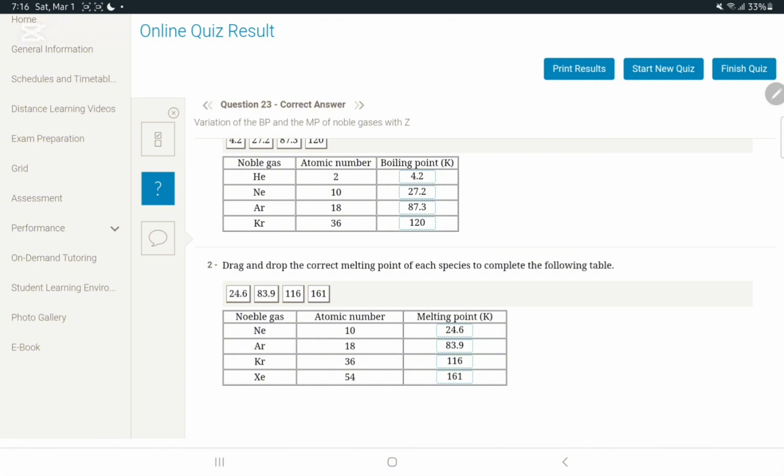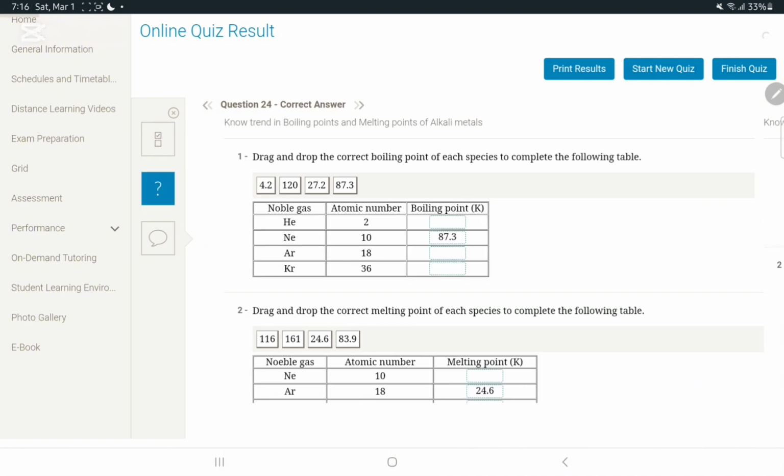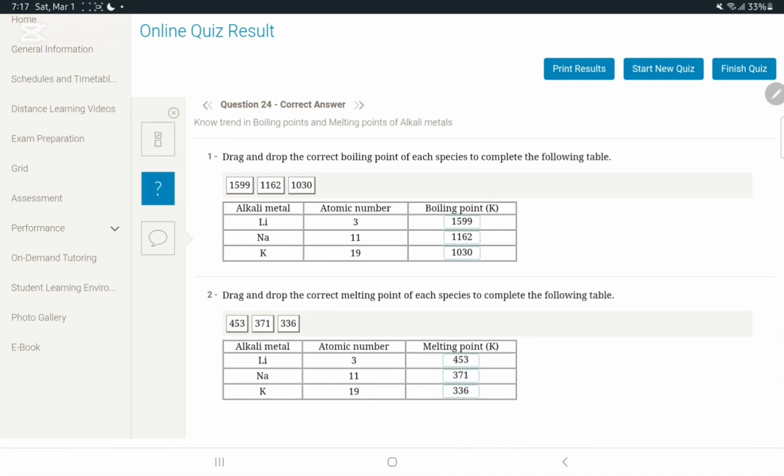Now here we have the same thing, boiling point and melting point. They have the same applications. They increase down the group for noble gases, specifically. As you increase the atomic number, or as you go down the group, the melting points and boiling points will subsequently increase. There's no specific memorization, it's just pattern following.